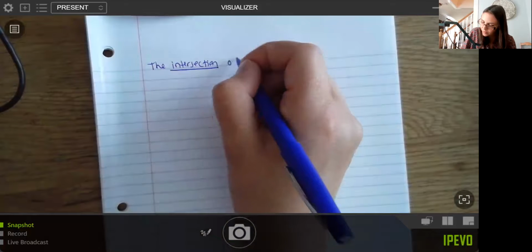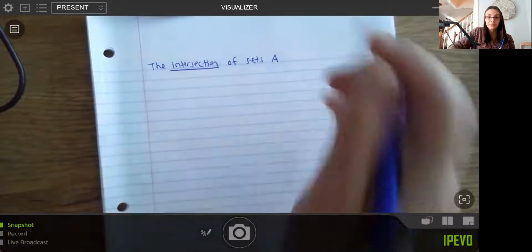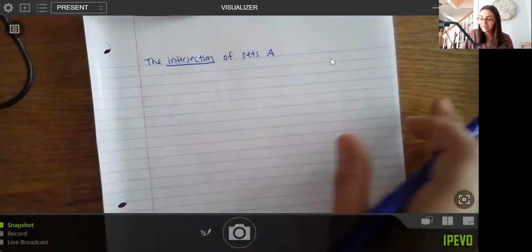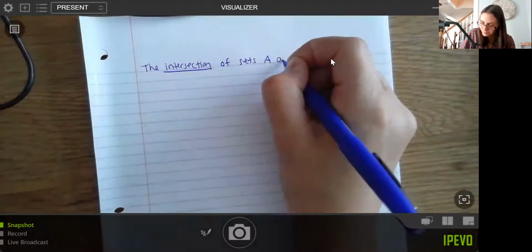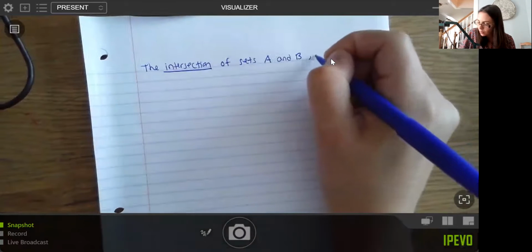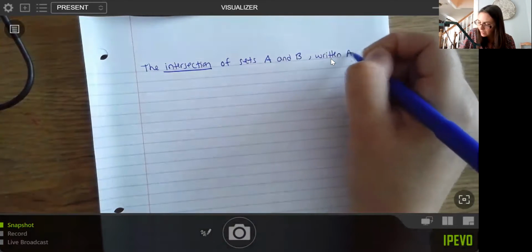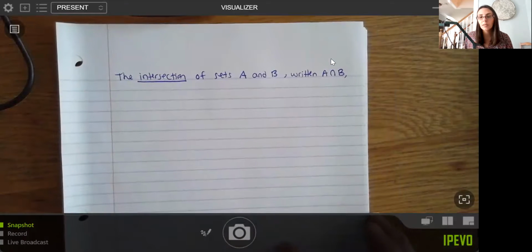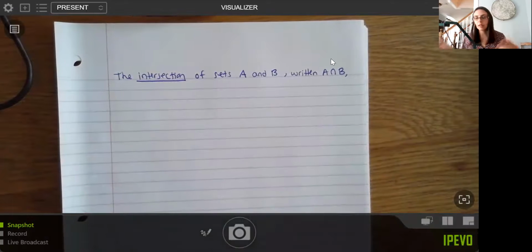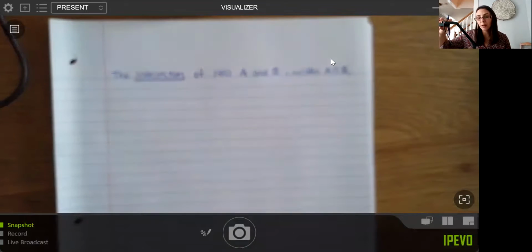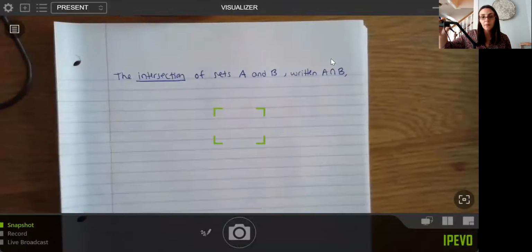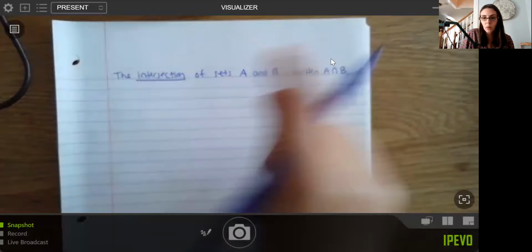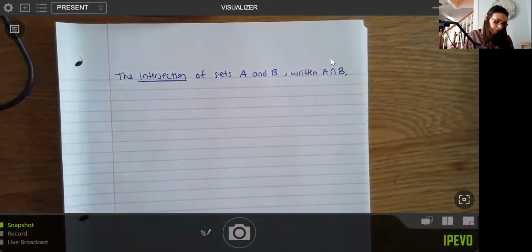So the intersection of sets A and B, let's try this again. Written A intersect B. When we have sets, we tend to name them with capital letters. You're going to see that commonly. We'll say, this is called set A or set B, set C, it doesn't matter, but we tend to use capital letters to name our sets. It just makes them a little bit easier to talk about. So you see that notation, and this upside down U here represents the word intersection.